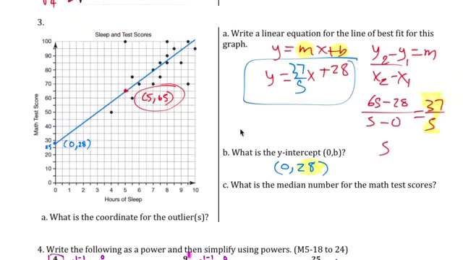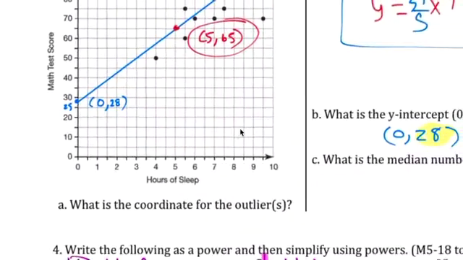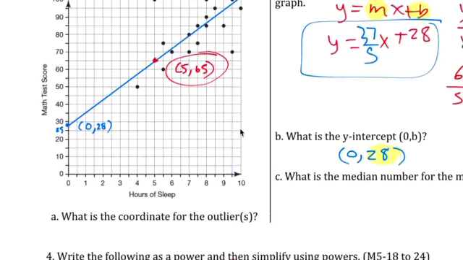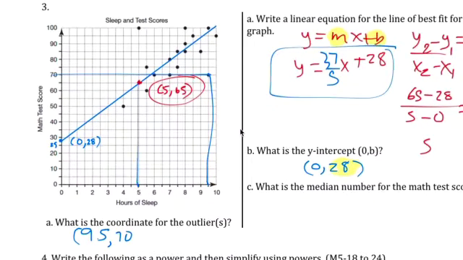So there's two outliers. These two are outliers, right? You need to know that. Oh, what are the coordinates for the outliers? Okay, 9.5 and 70. And 5 and 100.